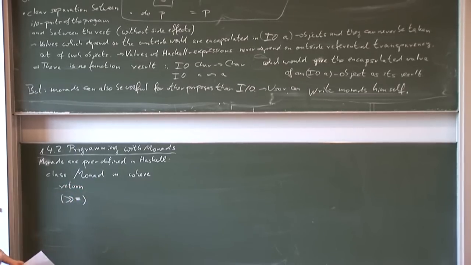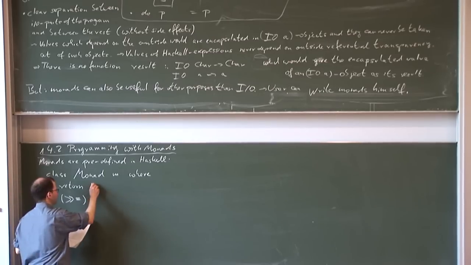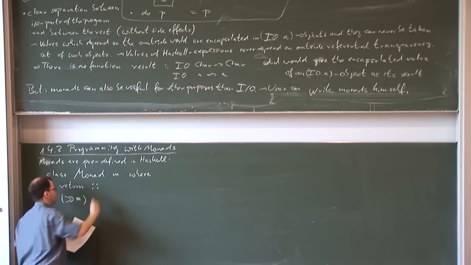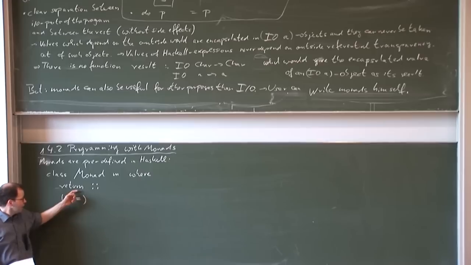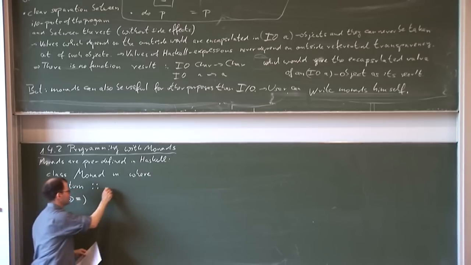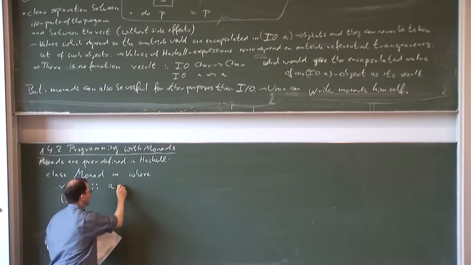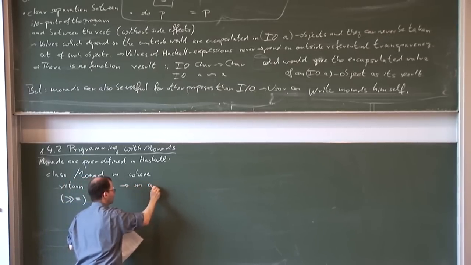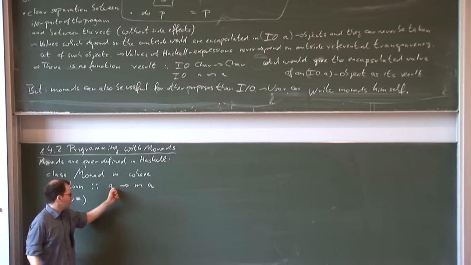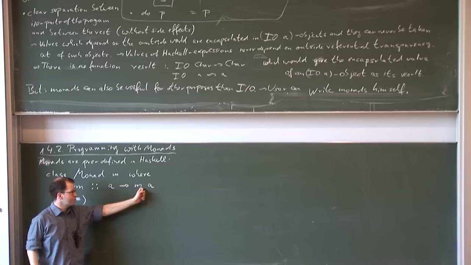So these operations that we know for the I/O monad should be present for every monad. This is something that is characteristic for every monad. So what would be the type of return? Return takes an object of any type A and gives back a monad object, MA, where this object is encapsulated.